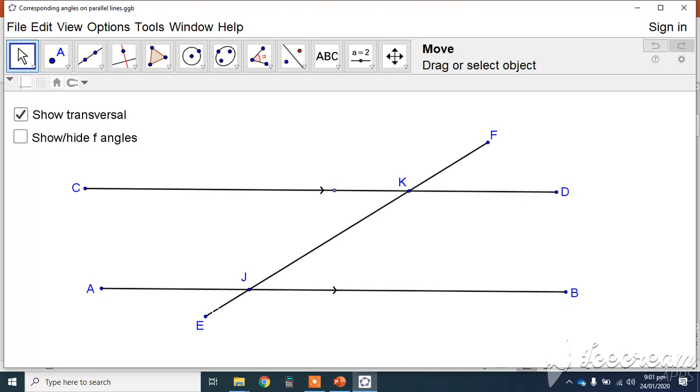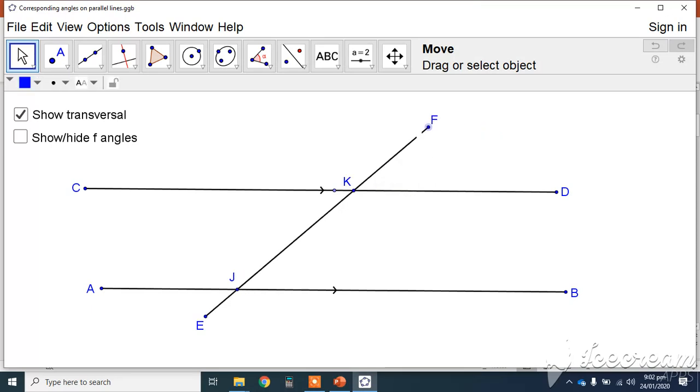Transversal basically is a line that cuts through a pair of other lines, right? So I've got this line segment CD and AB, and I've drawn another line segment EF, and it cuts through at points J and K. Right, so this line here is called a transversal. So let's show you what corresponding angles are.